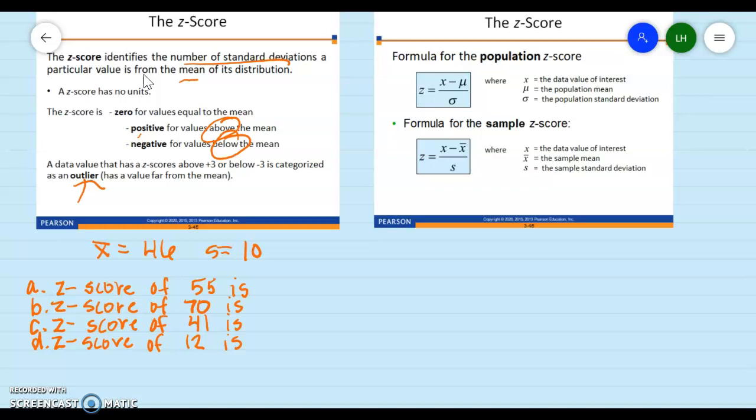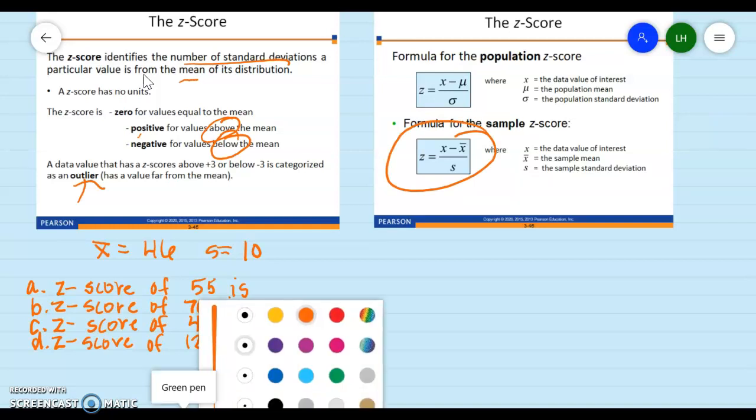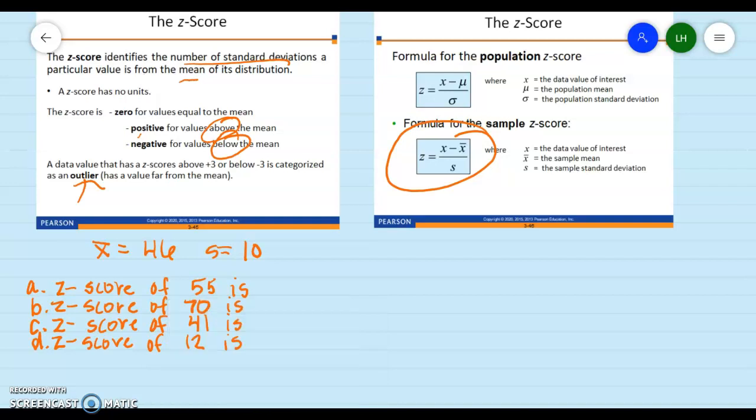So here's our formula, and we're going to be using the formula for the sample z-score. So I'm going to calculate the first one, part A. So z would equal x, which our x value here is 55. So 55 minus our mean, which is given to us, divided by our standard deviation. And you're going to calculate that and round to 2 decimal places if needed. So when you do that, you will get 0.9 or 0.90.